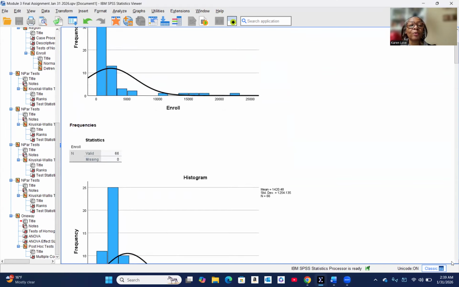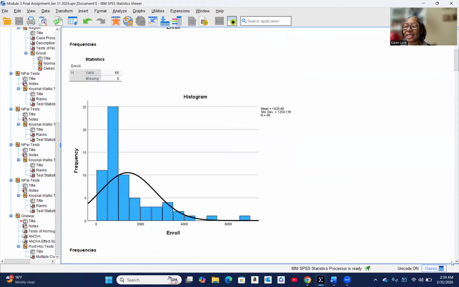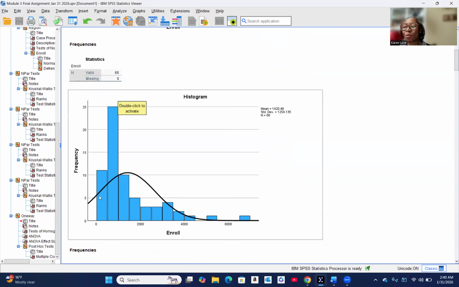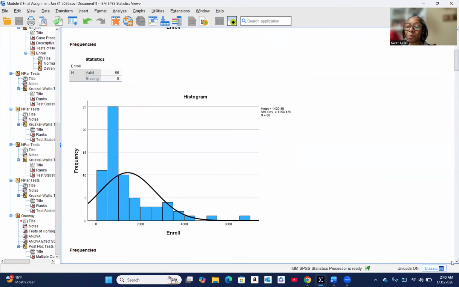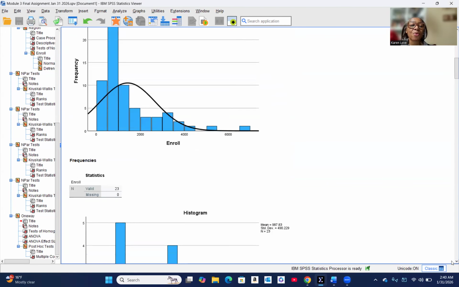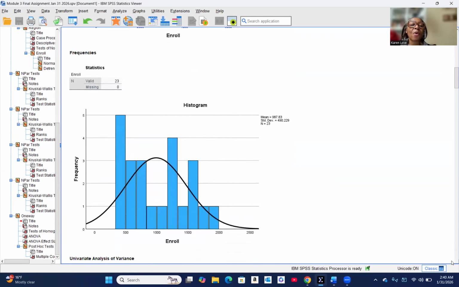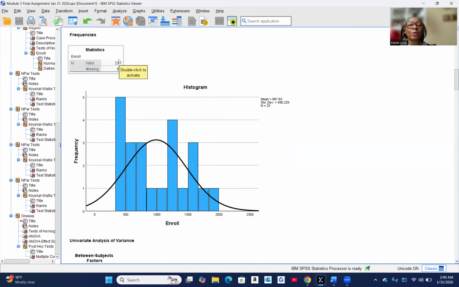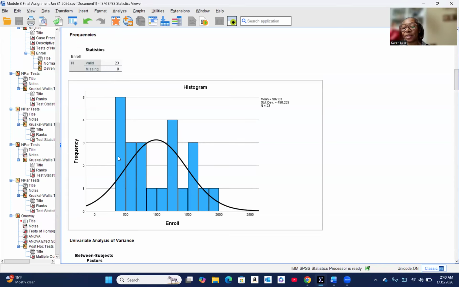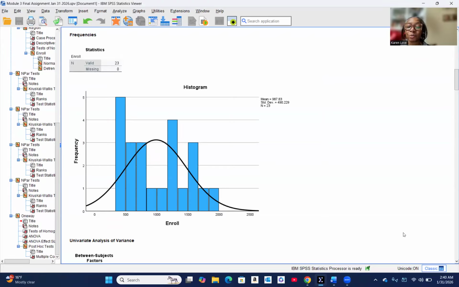When we go to enrollment in region 2, we see a number of 66. That number meets the criteria. However, again, when we're observing the histogram, it does not show a normal distribution. When we go to value 3, which is enrollment in region 5, we see a number of 23. We know that the value of 23 does not meet the criteria. However, this histogram does show a normal distribution.